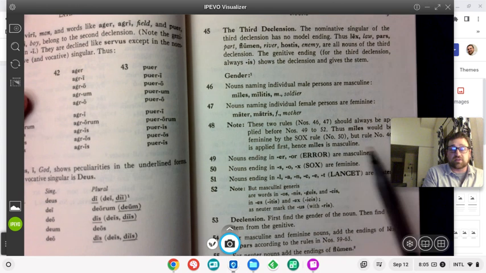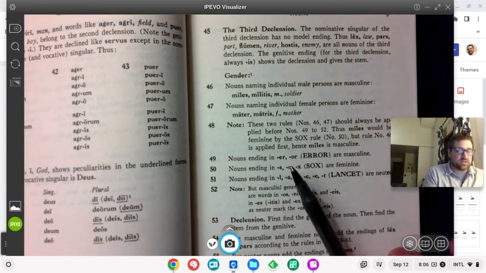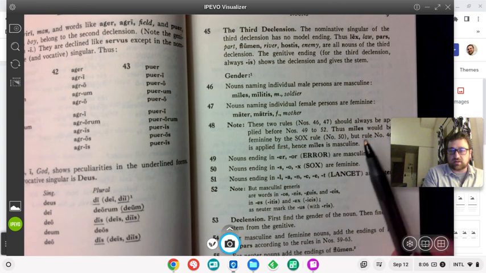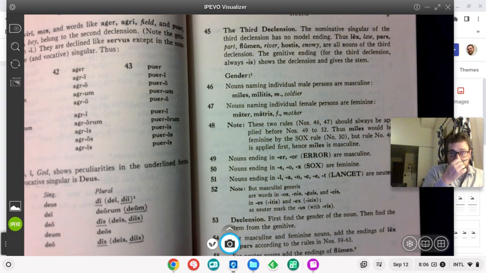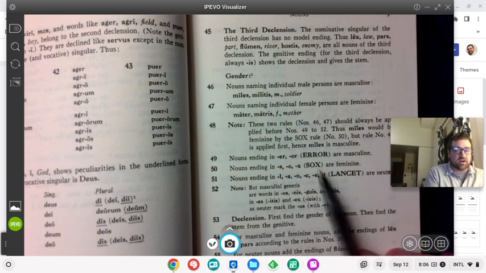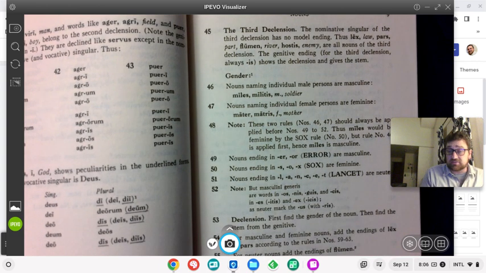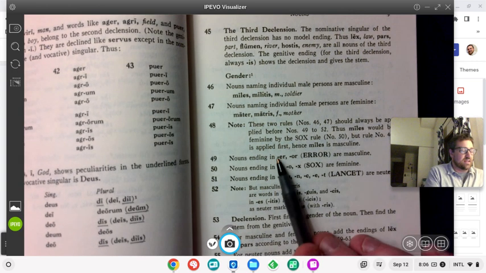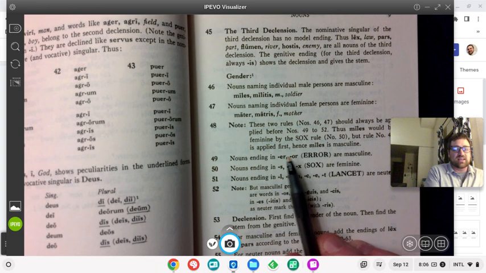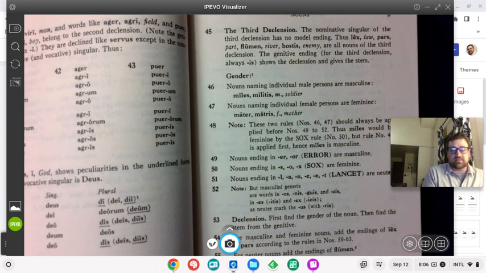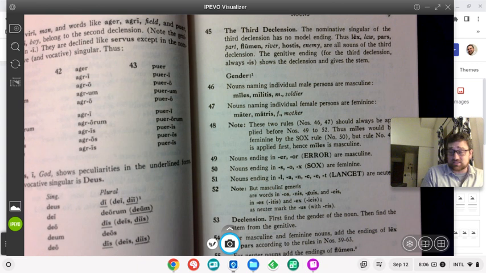And so here's an example. Imperator, imperatoris. The nominative ends in OR. And so when it says nouns ending in ER or OR, it's talking about the nominative, okay? Just so we're clear, nouns whose nominative singular form ends in ER or OR are masculine. So actually, imperator is naming a male person, so even if it didn't end in OR, it would still be masculine.